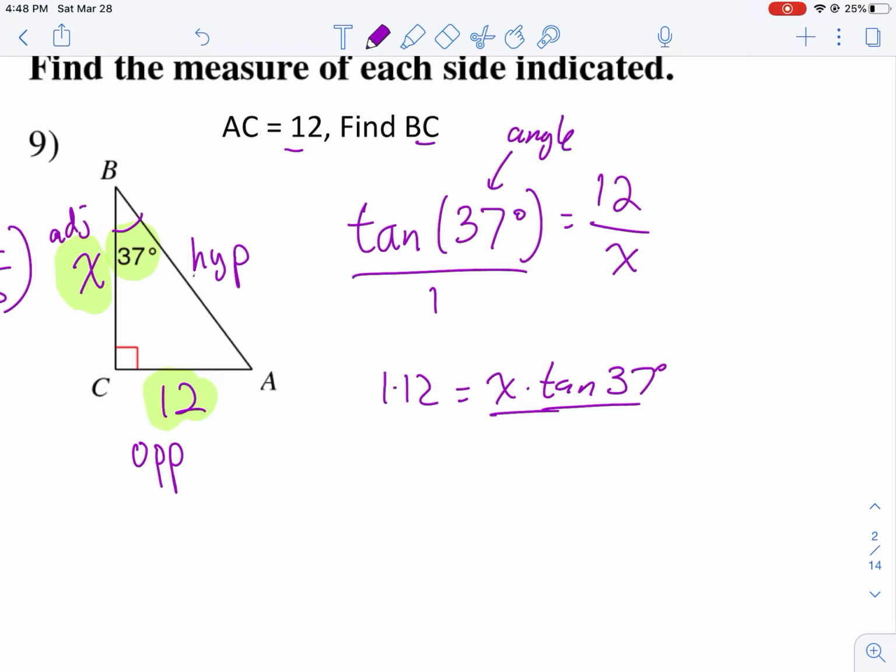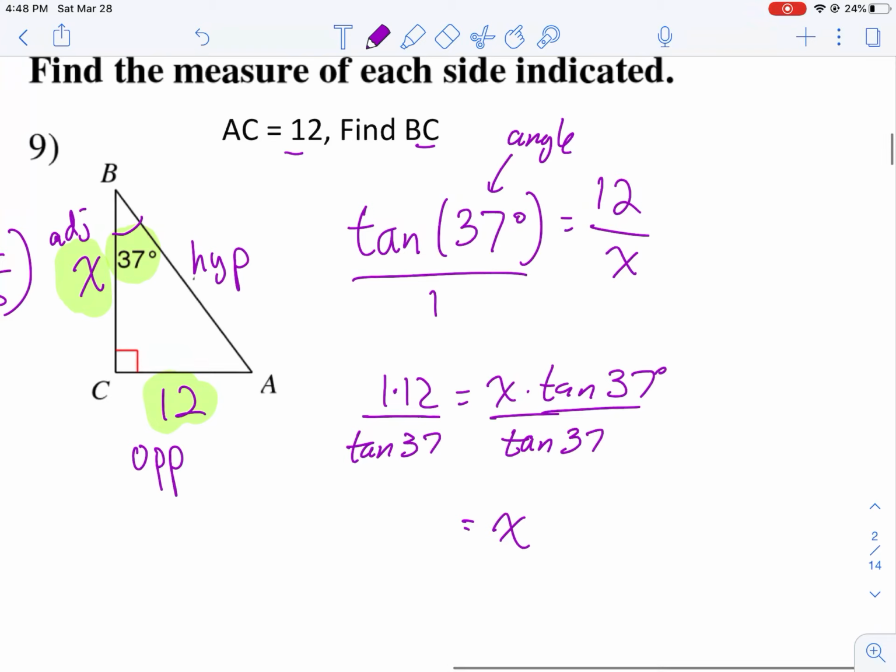To get x by itself, I just need to get rid of the tangent 37. So I'm going to divide both sides by tangent of 37. Again, I don't know what this decimal is here, but it doesn't matter. Whatever it is, I'm going to divide here. So in the end, I can just type that all in my calculator. X equals 1 times 12, which is 12, divided by the tangent of 37. And that is going to give us 15.92. So we know then that BC is equal to 15.92.